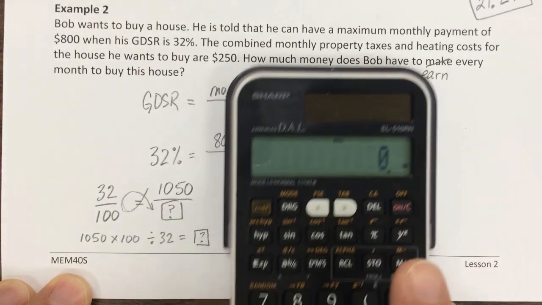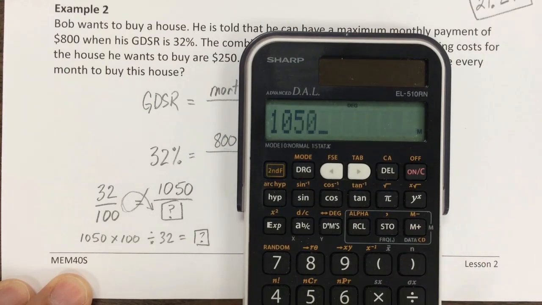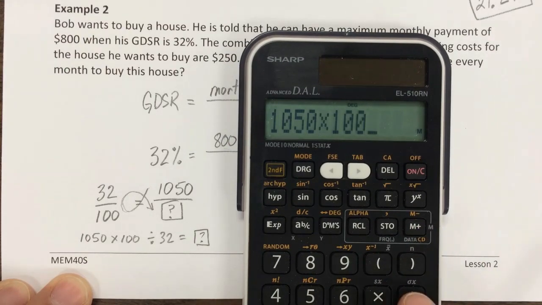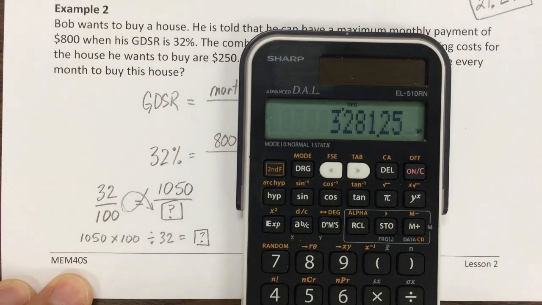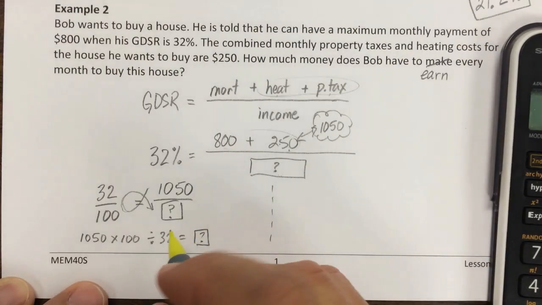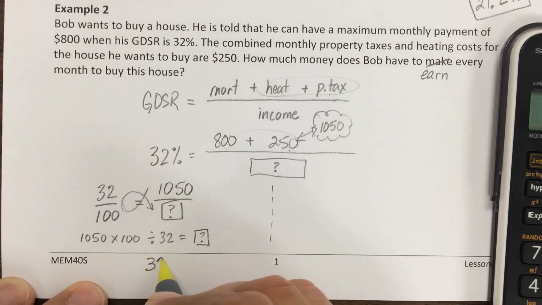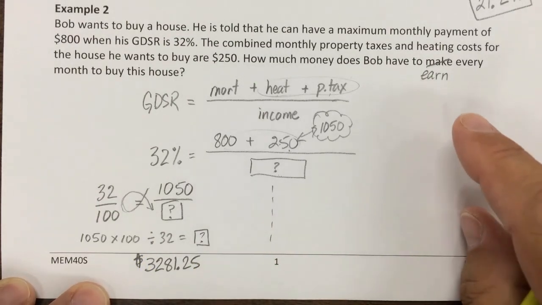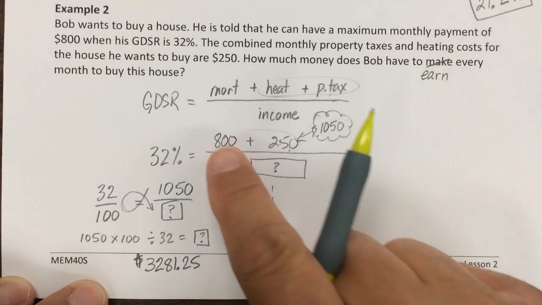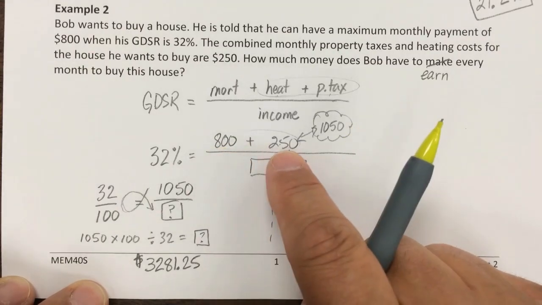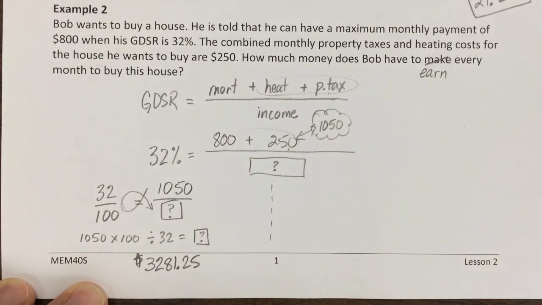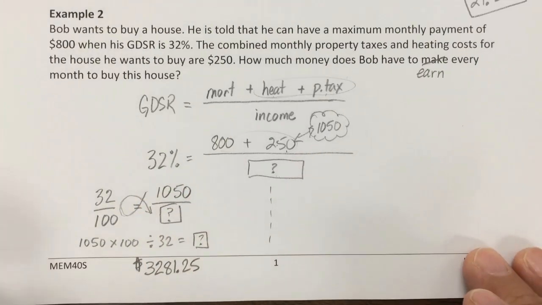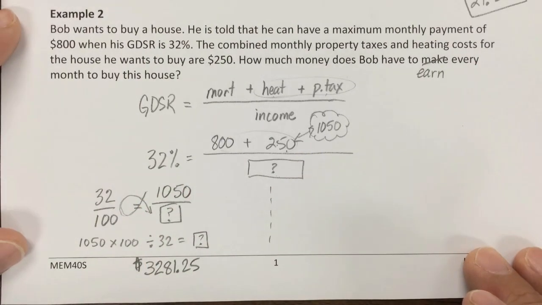So here we go. 1,050 times 100 divided by 32 is $3,281.25. That's how much money Bob needs to earn in order to support this mortgage payment and these heating and property taxes together. Then he's maxed out his gross debt service ratio.